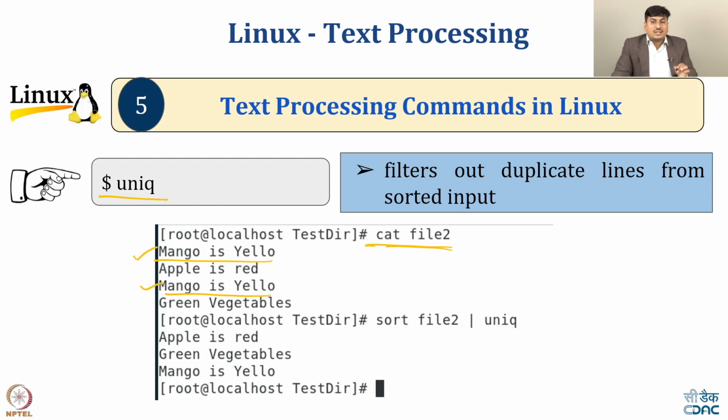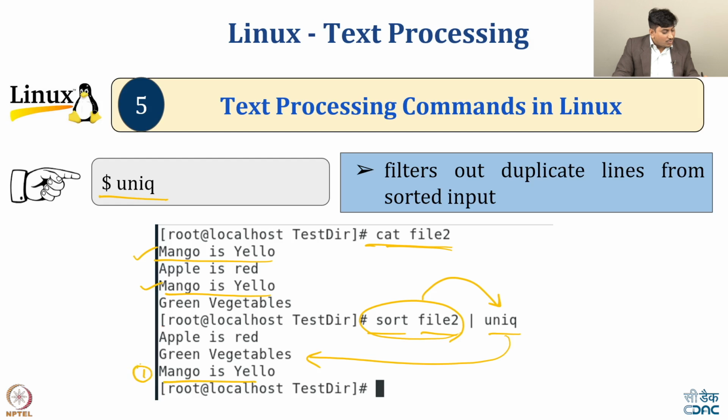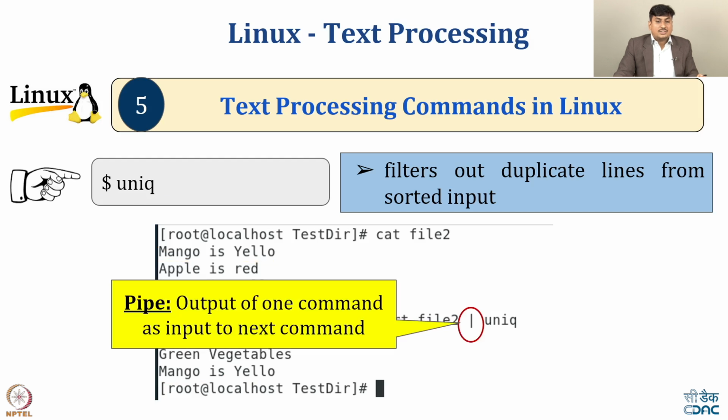So basically, for the unique command, initially we need to sort that particular file with the sort command, and then pass the output of this to the unique command, and after that we get the result like that. You can see that "mango is yellow" has now been printed with only one entry, whereas here there were two entries of it. So likewise we can sort.